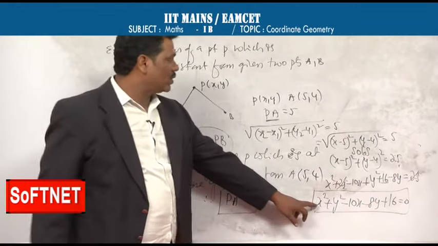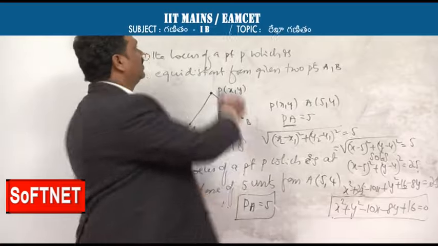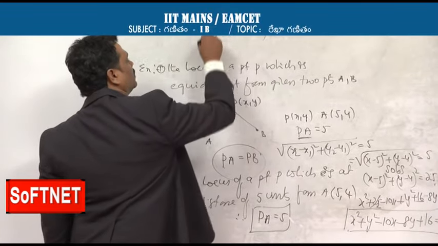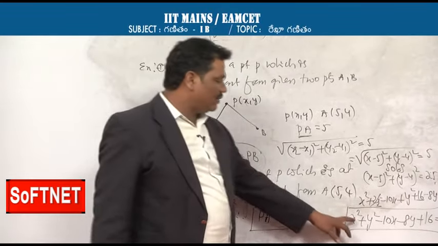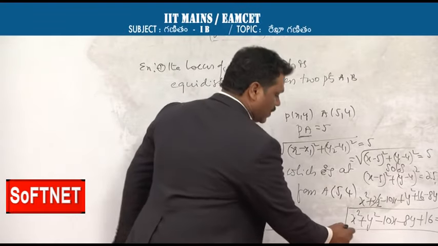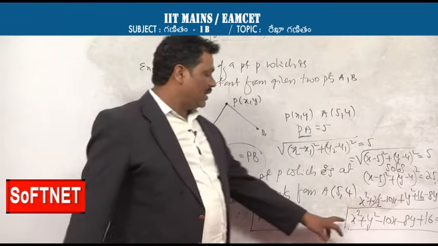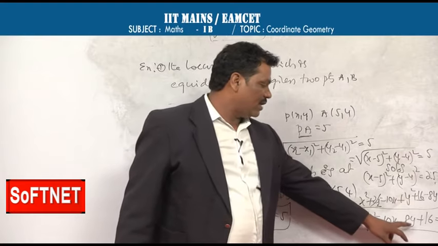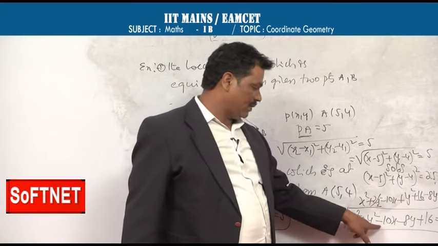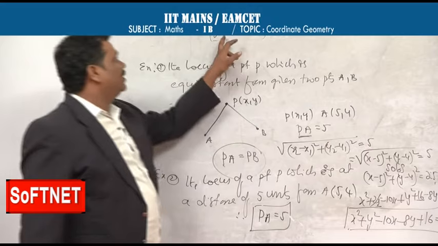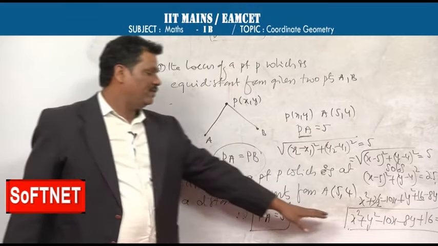What is the equation of the locus? In terms of x and y, f of x comma y equal to 0, an algebraic equation. The required equation of the locus is x square plus y square minus 10x minus 8y plus 16 equal to 0. It is in terms of x and y. That is my equation of locus.